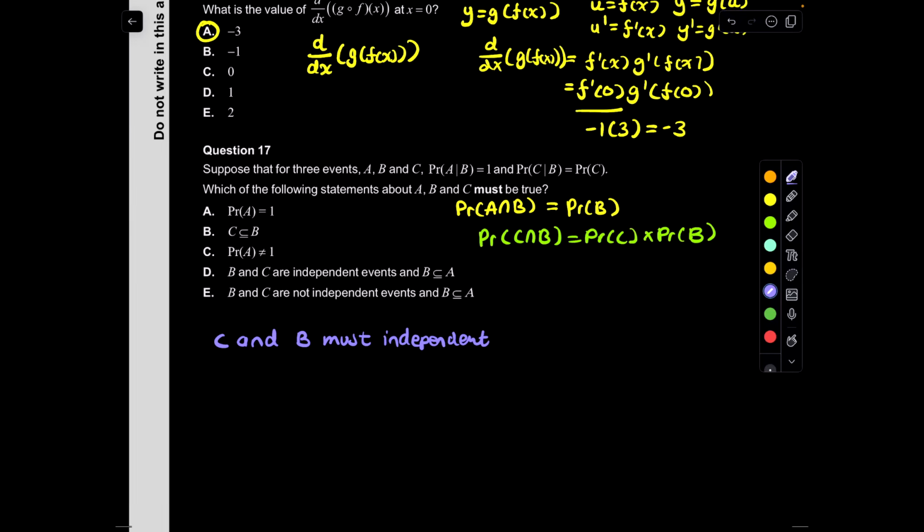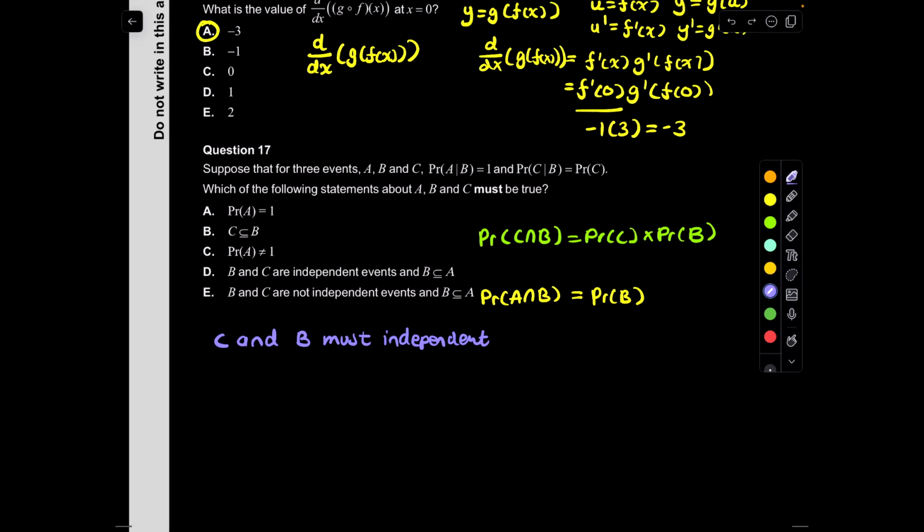The first one is the probability of A must be equal to 1. That's not the case, because it's saying must be true. If you look at this function over here, if A and B are independent, then it is true. But because they haven't told us they're independent, it's not certainly true. It depends. If they were independent, then it is true.